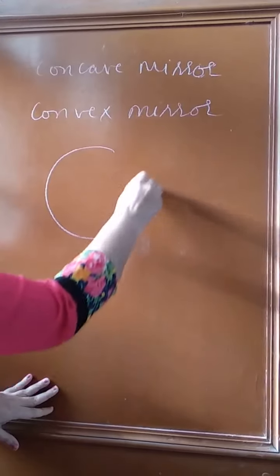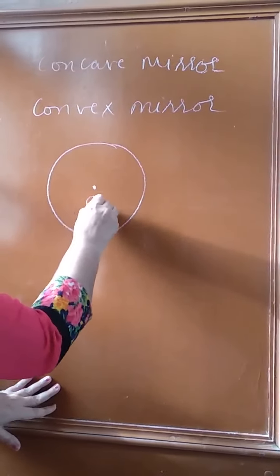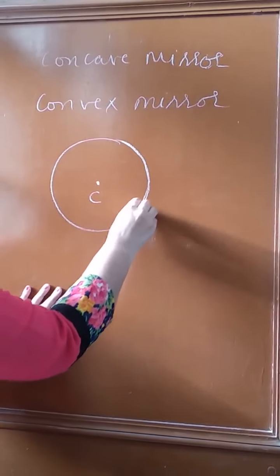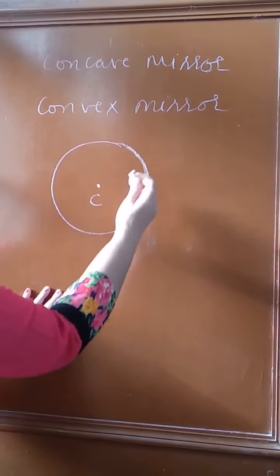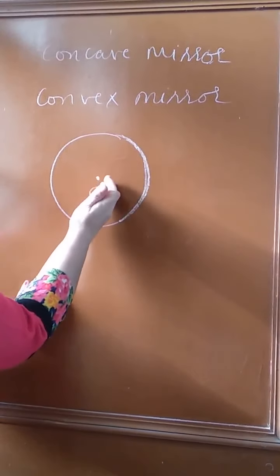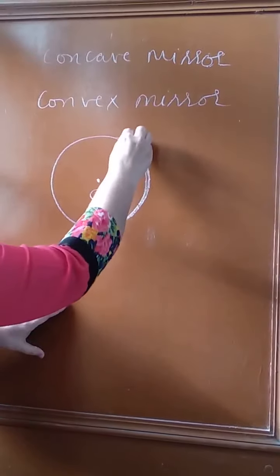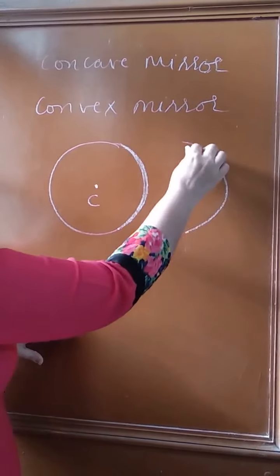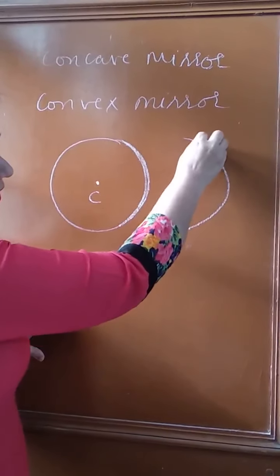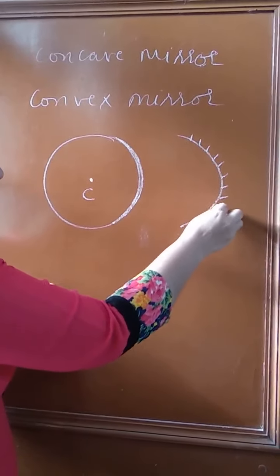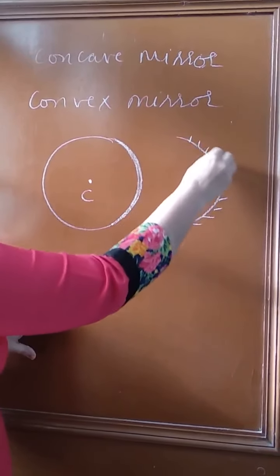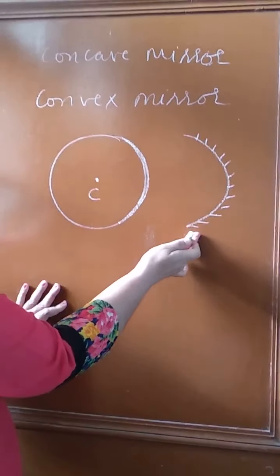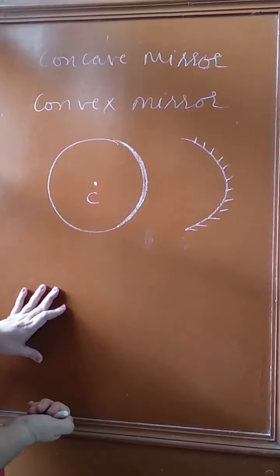Consider a hollow sphere of center C. The part of this hollow sphere whose reflecting surface is towards the center of the sphere is called a concave mirror. A concave mirror is one whose inner side is reflecting and outer side is polished. This is the part of the hollow sphere.